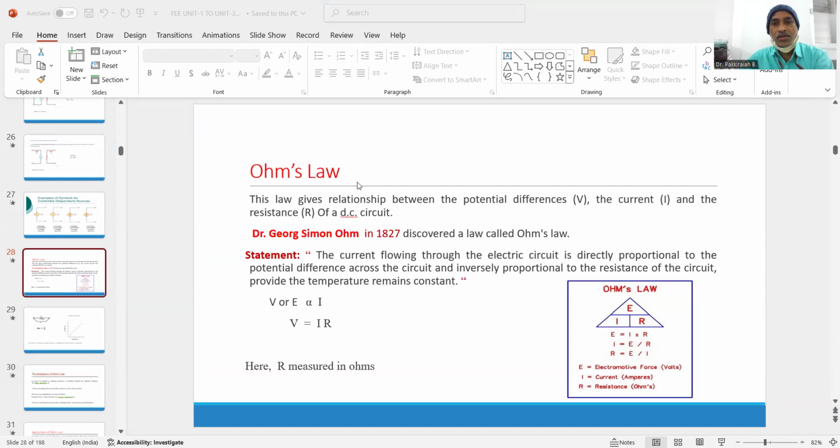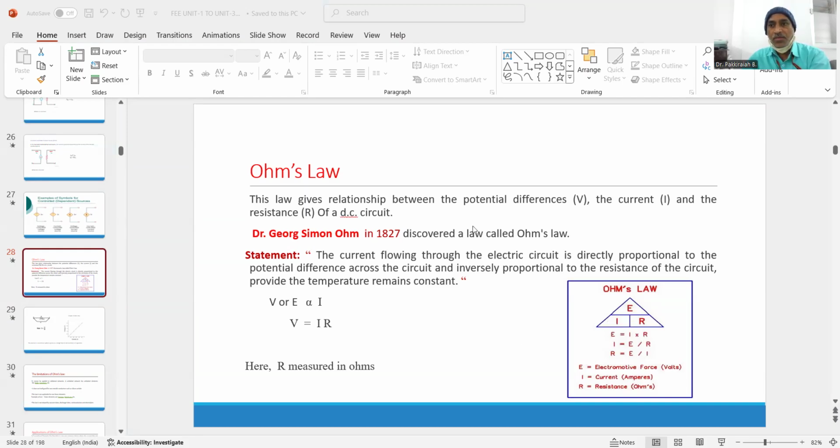to the potential difference across the terminals. So I is directly proportional to V. If you remove this proportionality, a respective constant will appear in the expression: V becomes I into R. Now you can see here the Ohm's law triangle. V equal to I into R, I equal to V by R, R equal to V by I.